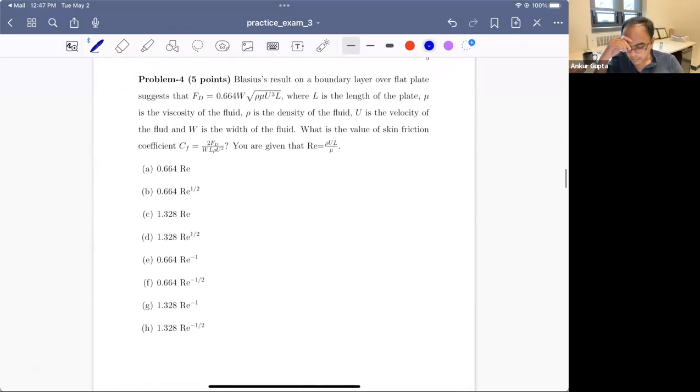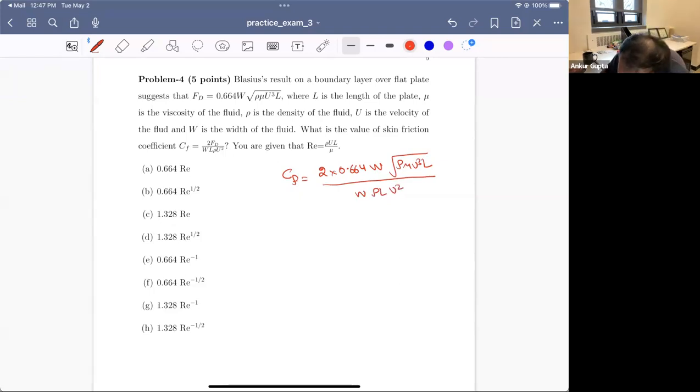Then the question is, Blasius' result on the boundary layer over a flat plate suggests that FD is equal to 0.006 for this. This is being given to you. L is the length of the plate. What is the value of the skin friction coefficient CF? And you're given that Reynolds number is equal to rho U L by mu. It seems like a plug-in kind of question. So you do 2 times 0.664 times the width of rho mu U cube L by W rho L U square.